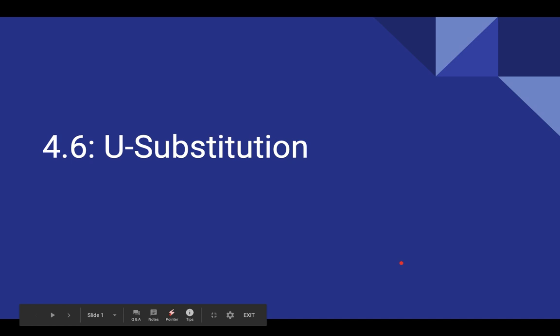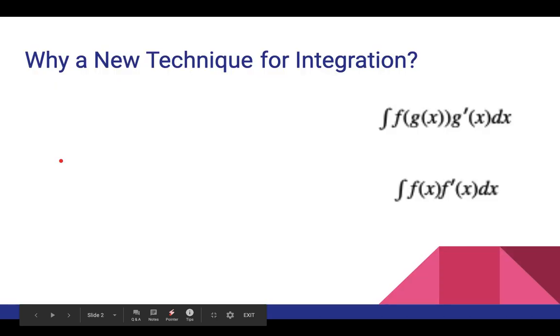At our last topic for this unit, where we look at a new method for integrating functions, aka finding antiderivatives of functions, known as u substitution, the topic of 4.6. So we may ask, why do we need a new technique for integration?